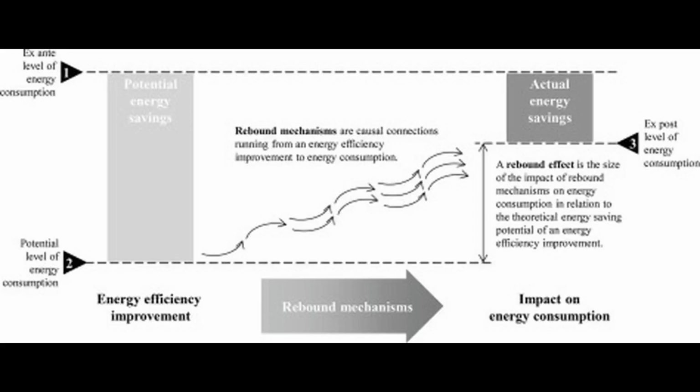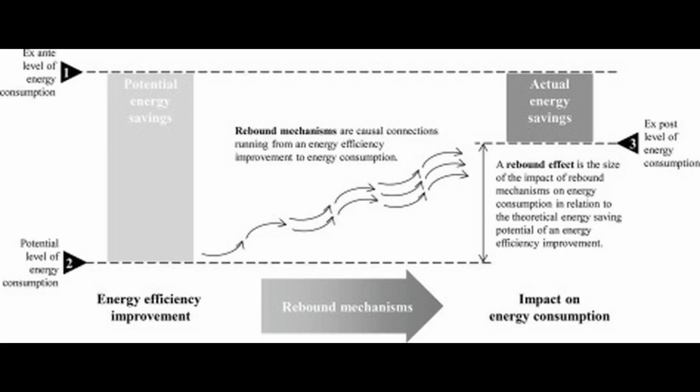For example, if a vehicle becomes more fuel efficient, consumers might choose to drive more or take longer trips, leading to an increase in total fuel consumption. This counterintuitive behavior contradicts the expectation that greater efficiency would simply lead to lower consumption.